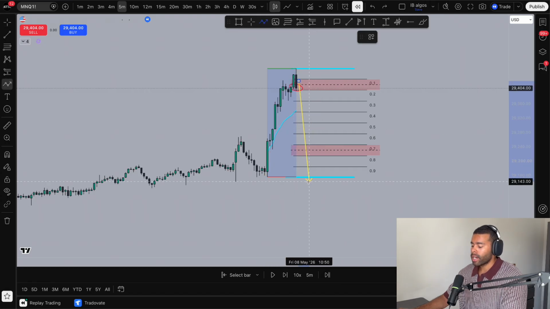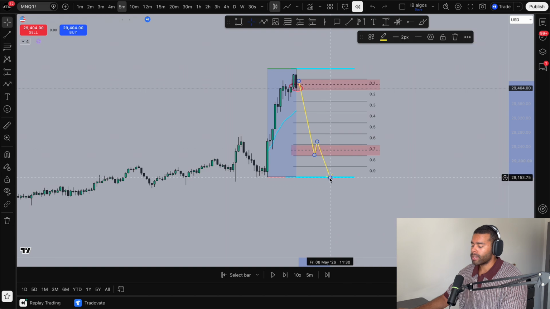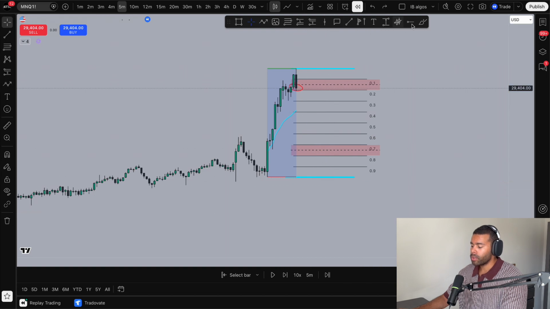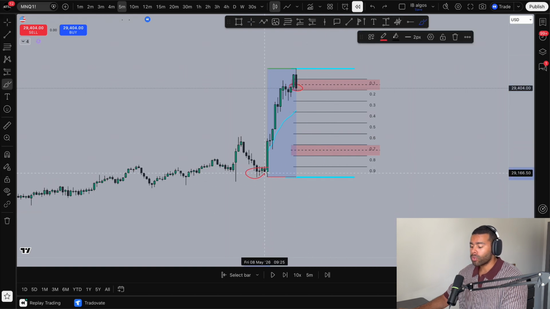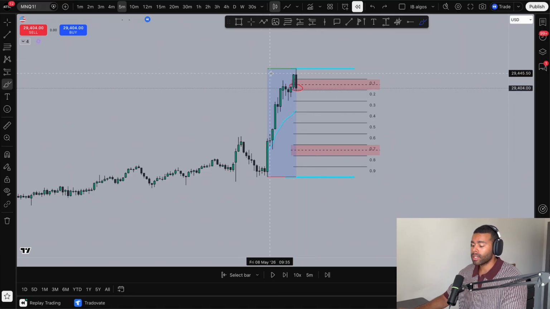Since in this case, the high probability setup would look like this, and you would never know it if you just relied on lows form first and highs form second. You would still want to look for longs, but the data is saying something else.